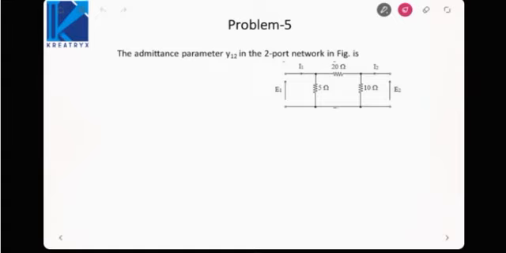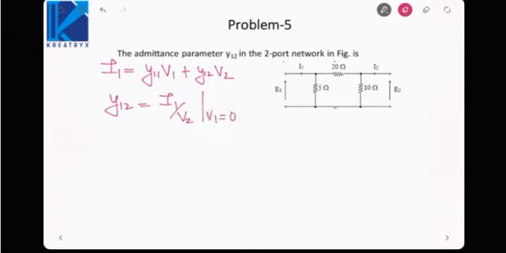In the next problem, it is asking the admittance parameter y12. Now, in terms of y parameters, what is the equation? I1 is equal to y11 v1 plus y12 v2. So, what is actually y12? I1 by v2 when v1 equal to 0. If you want to make I1 by v2 when v1 equal to 0, we will short circuit this terminal. This resistance also gets shorted. So what is the network left with us?